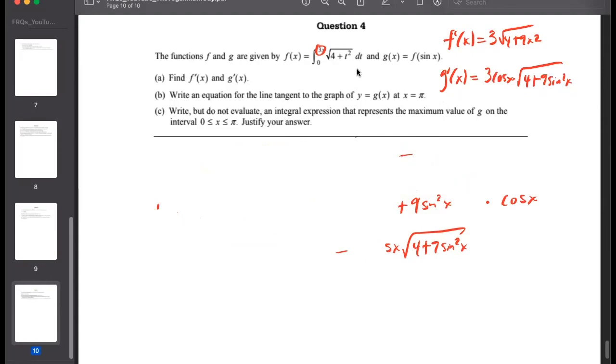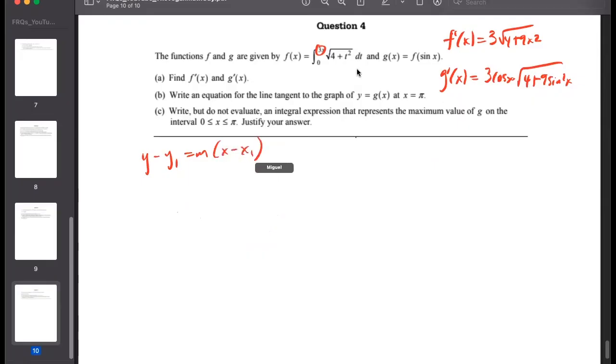And for part B, they want us to find the equation of the line tangent to the graph of g of x. Nothing too difficult. So y minus y1 is equal to m times x minus x1. Okay, well, we know our x1 is pi. Our y1 is going to be g of pi. And if we think about that, that is f of sine of pi, because that's what was given to us for g in the very beginning. And we know that f is equal to that integral.